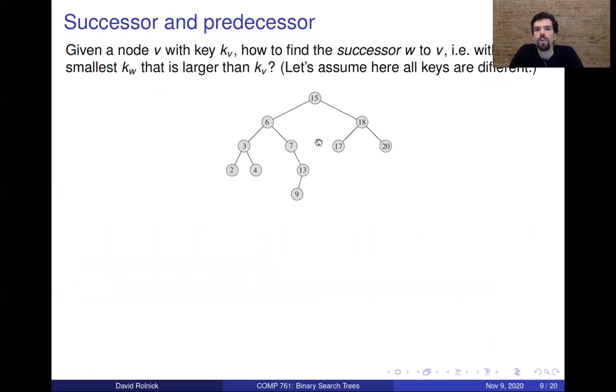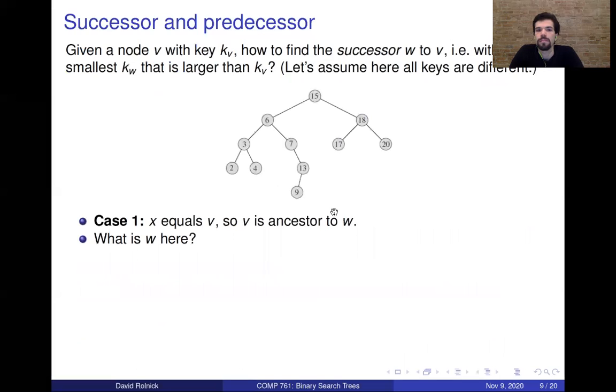Okay, so case 1, X is V. So V is an ancestor to W. What is W here? People were suggesting it before. How do you find W? For example, if you're finding the successor to 7, or the successor to 15? Go down the right subtree.